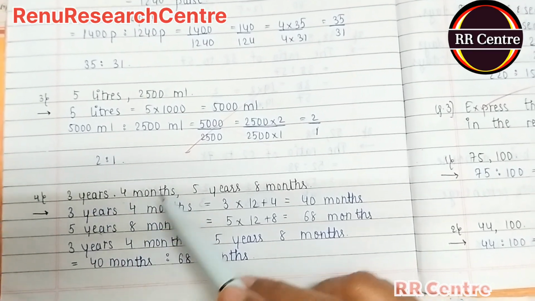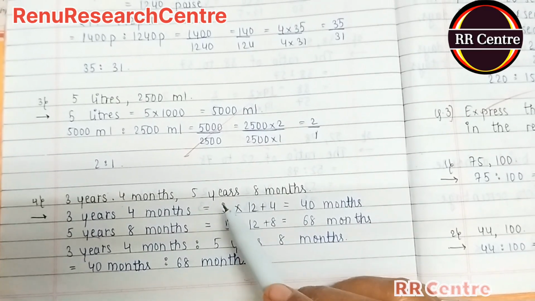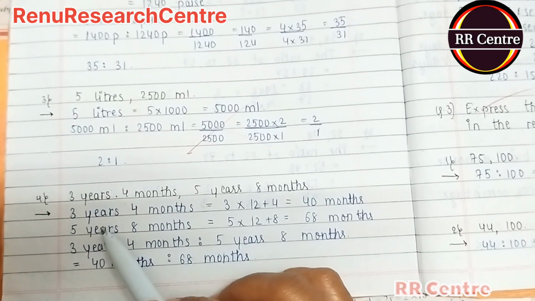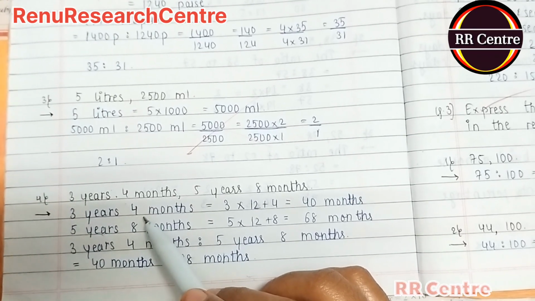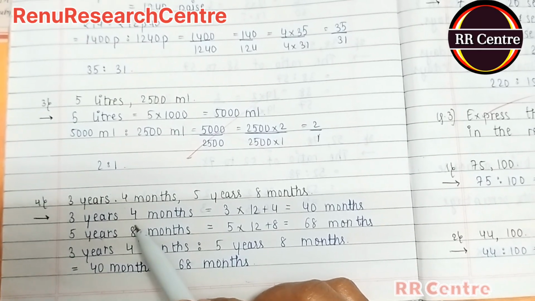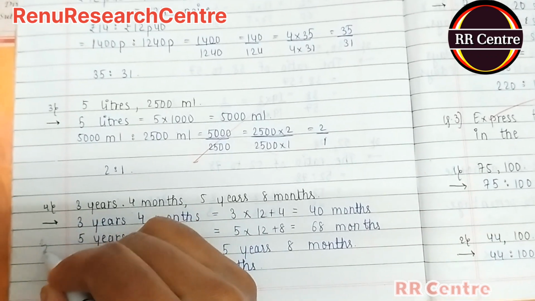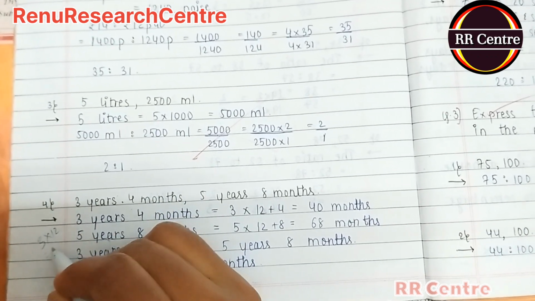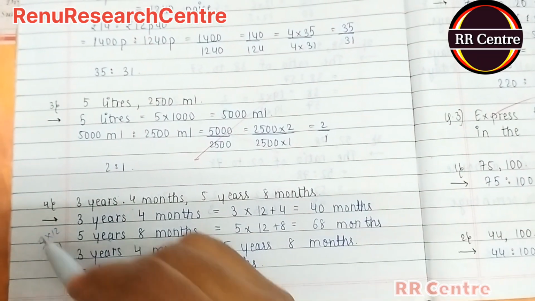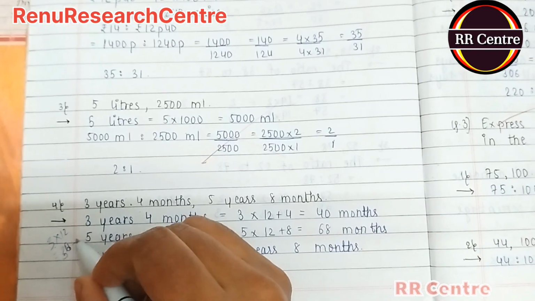Now the fourth one: 3 years and 4 months, 5 years and 8 months. So first we will convert to months. 1 year is equal to 12 months. So first we multiply: 3 years is there, right. So 3 multiplied by 12 is equal to 36 months, then plus 4 is equal to 40 months.